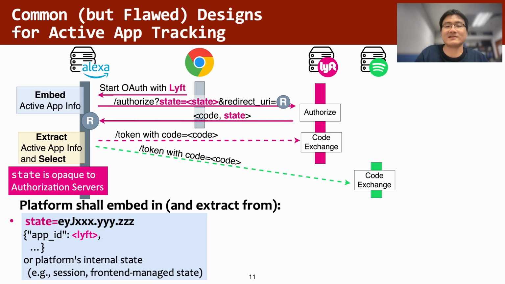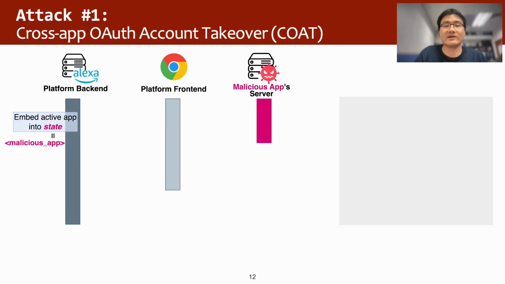Why is that the case? Because the state parameter only reflects how the OAuth is started, but it cannot track how it ends up. Because the state is opaque to the authorization servers, it could have actually traveled through multiple authorization servers without the platform or the apps noticing. This oversight can result in an attack that renders account takeovers, which is called COAT, cross-app OAuth account takeover, and it goes like this.